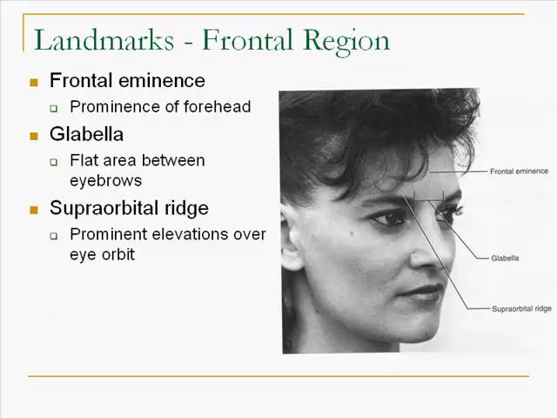So when we think of the frontal eminence, that's the prominence of the forehead. The glabella, that's the area where sometimes people have Botox. That's the flat area between your eyebrows. Supraorbital ridge would be the prominent elevations above your eye orbit. Think of where your eyebrows are. Versus infraorbital, which would be below the eye.